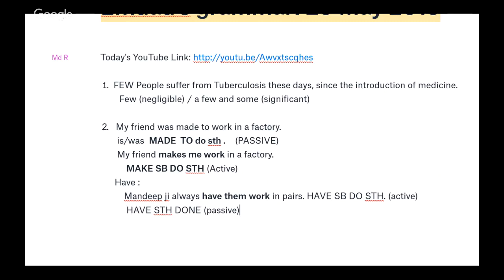So how about this? Essay written. You're not writing the essay yourself. So you say, I have the essay written. Is it clear? So you got the essay written by someone. You're not writing it yourself. That's why this is called passive voice. So how will it be? Have somebody do something or have something done. Can you write both of them? So this is causative number 2.